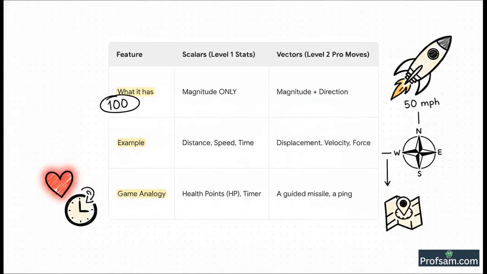So this table sums it all up perfectly. On one side, you've got scalars, your level 1 stats, like your health points or the game timer. They're just a number. They only have magnitude. On the other side, you have vectors, your level 2 pro moves. They have both magnitude and direction, like a guided missile or when your teammate pings a location on the map.